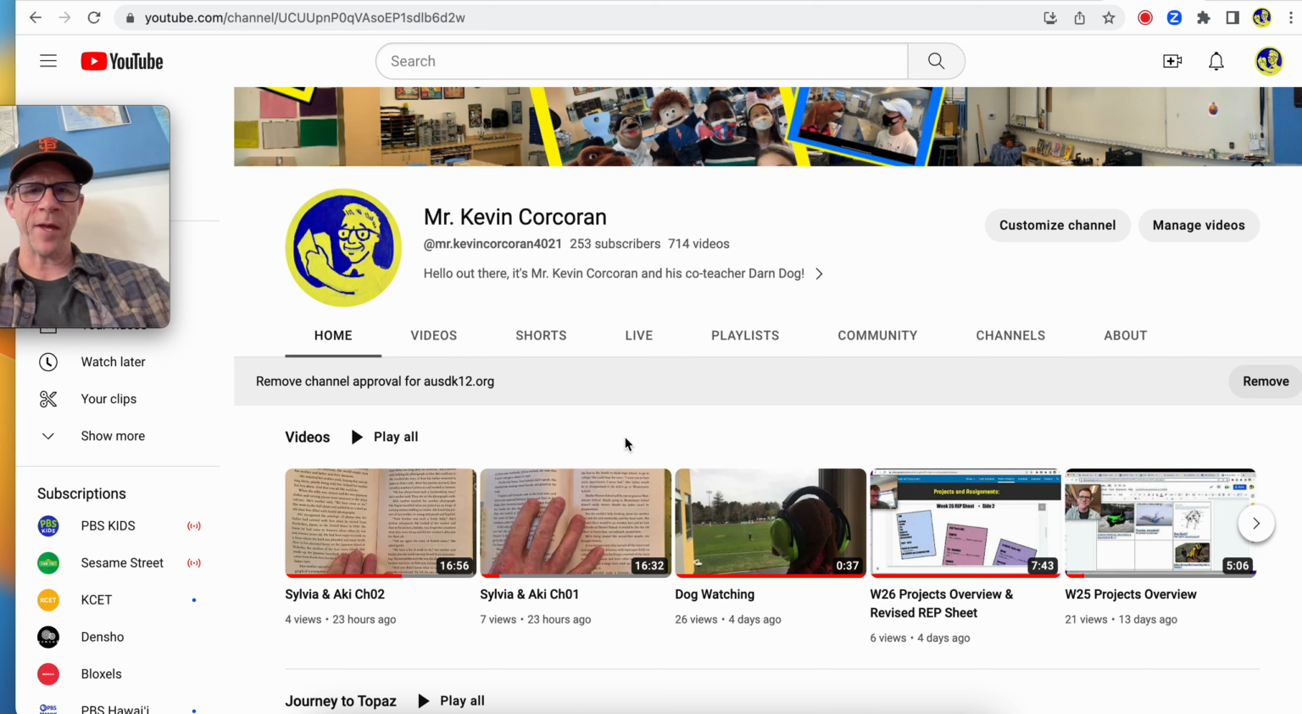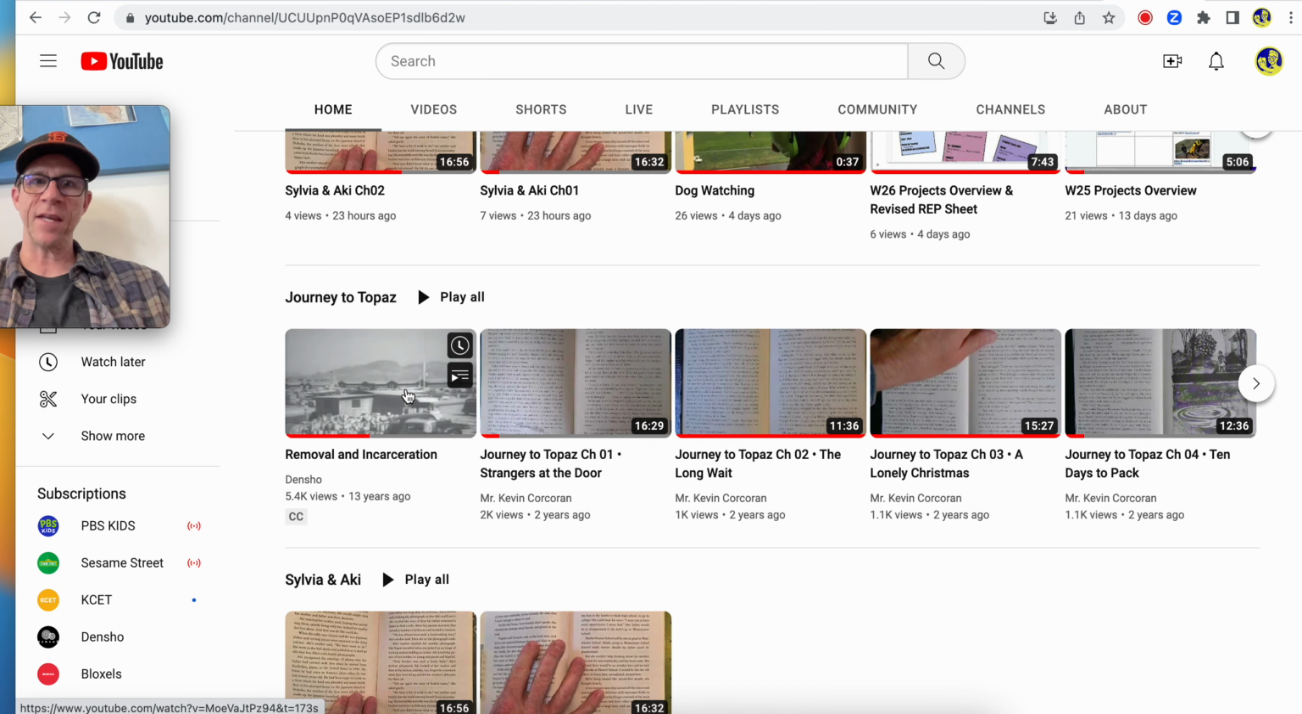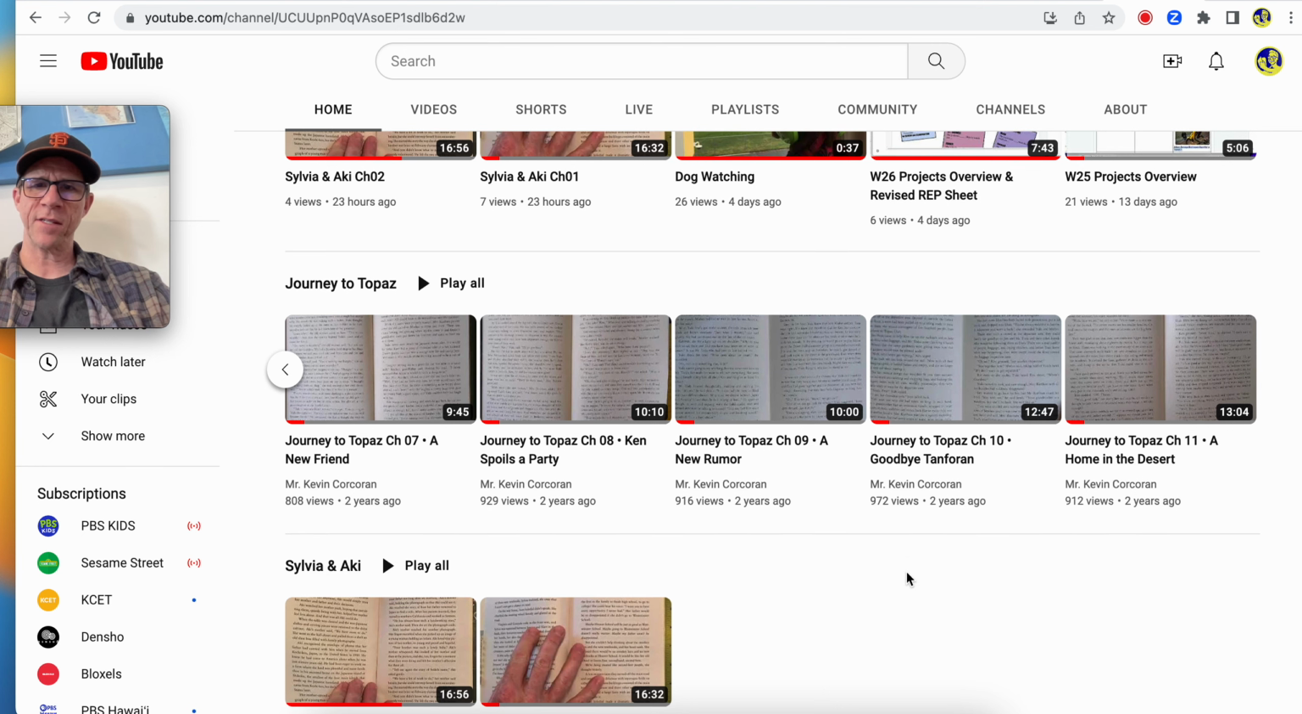But also, Sylvia's family is experiencing prejudice. I think of it as separate but unequal. Brown versus Board of Education, and the schools for Mexican children, Mexican American children, were not to the same high standards. They were underfunded for sure. So that's the new book. We're going to compare and contrast that with Journey to Topaz, and the entire book of Journey to Topaz is here. And my goal is to get Sylvia and Aki uploaded before too long.